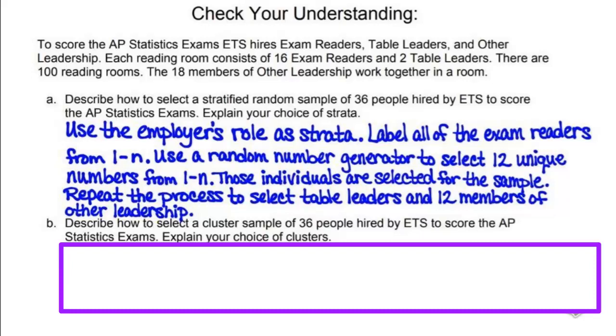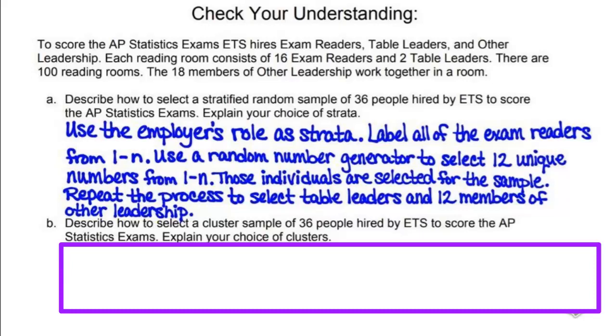All right, so cluster sampling. Cluster sampling, again, is based on location. Easy access. What could we use as our clusters? We could use the rooms as our clusters. They're going to be in the same location, and I'm going to get differing opinions in those different rooms. How many people are in each room? 18 total, right? Because we've got 16 exam readers, 2 table leaders. How many rooms total would we have then? 101 rooms, right? Because we have 100 reading rooms, and then we've got this other leadership room.